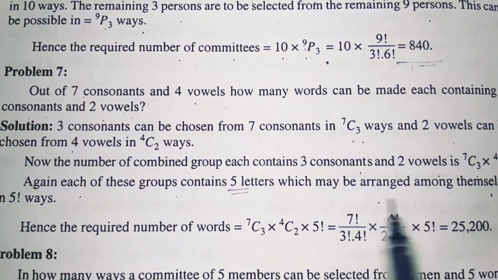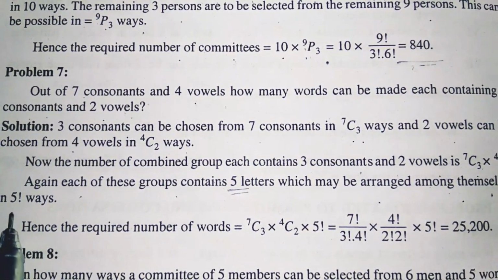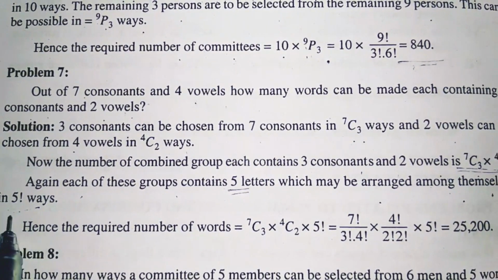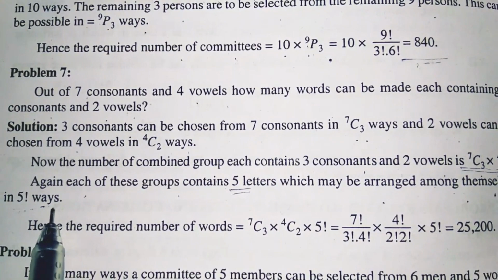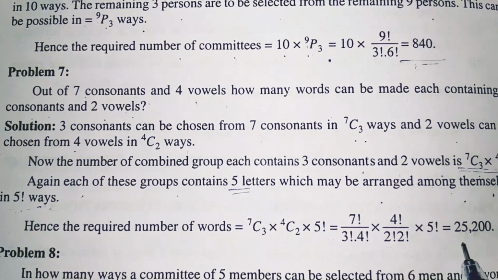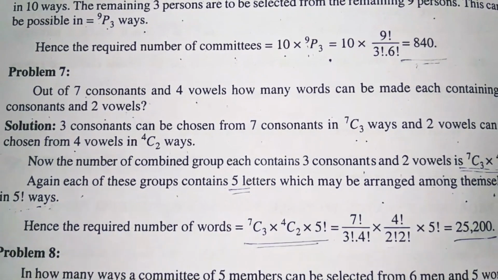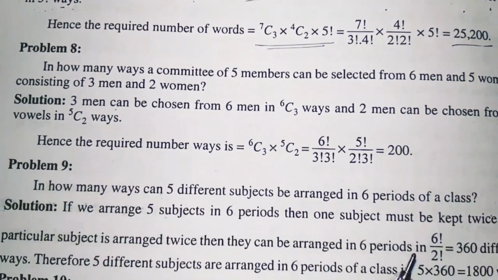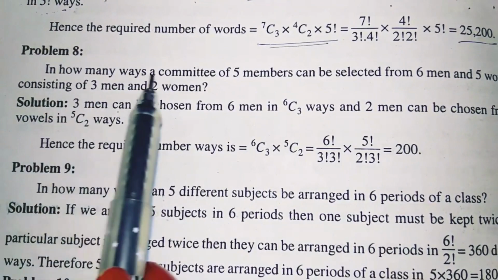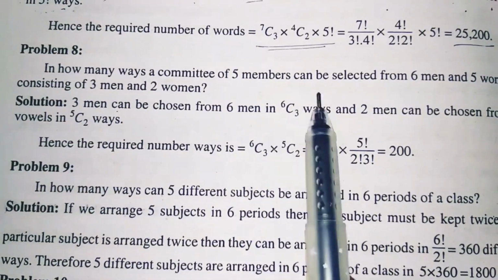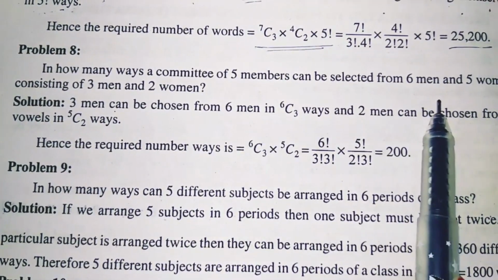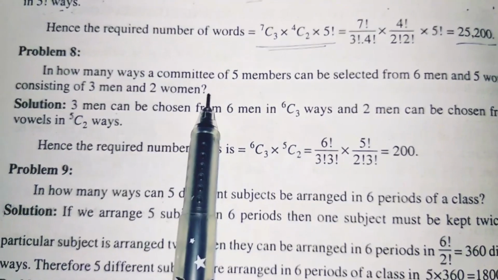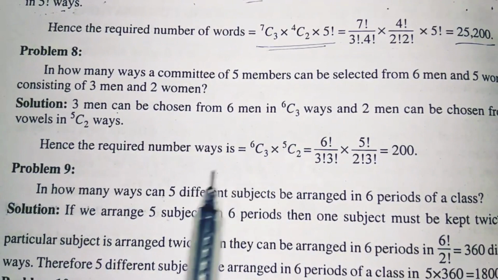That's why these 5 letters can be arranged in 5 factorial ways. So this is the combination, and after that this is the arrangement. That's why the total number is this one. And the next question is, in how many ways can a committee of 5 members be selected from 7 men and 5 women, consisting of 3 men and 2 women? Exactly like the previous one, we will do.